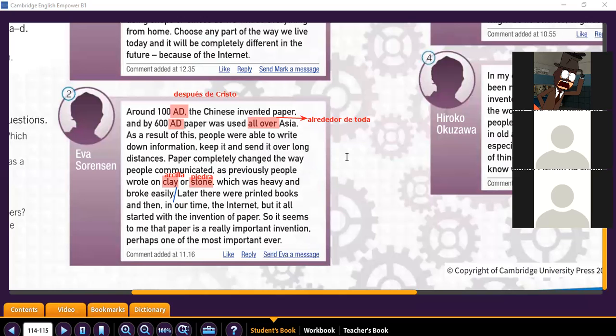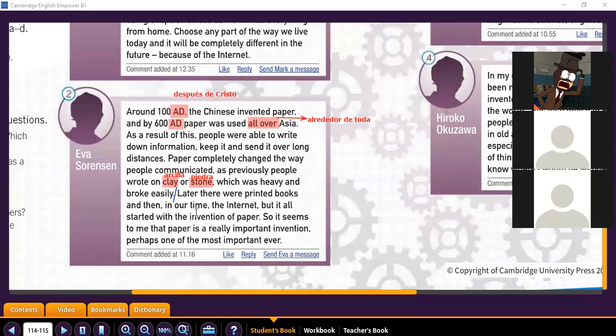So, which was heavy and broke easily. Definitivamente escribir en piedra, imagínense llevar literalmente piedras en la maleta, ¿no? So, mucho más pesado. And broke easily. En el caso de la arcilla, pues se rompía con más facilidad. Later, there were printed books. ¿Sí? Después, con la revolución industrial y todo lo demás, empezaron a imprimirse libros, ¿no?